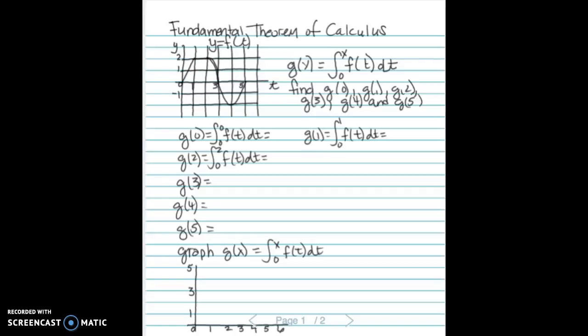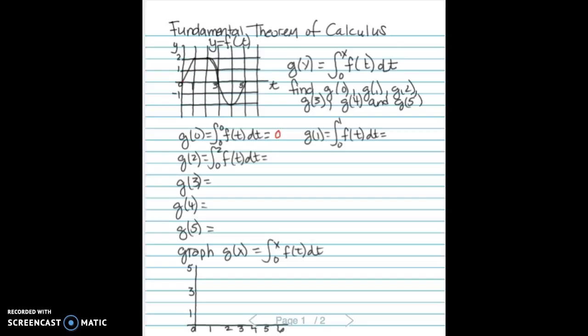So we're going to start with g of 0. So g of 0 is equal to the integral from 0 to 0 of f of t dt. And if we look at the graph, we notice that there is no area under the curve at g of 0. So g of 0 equals 0.